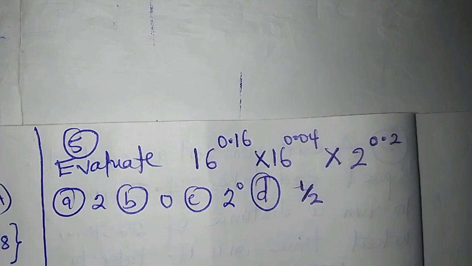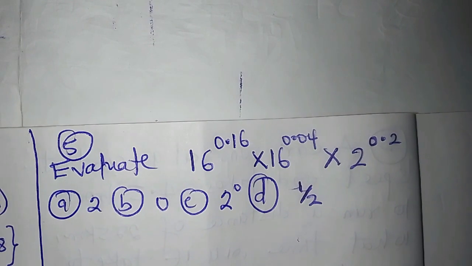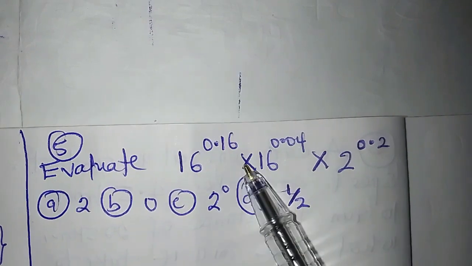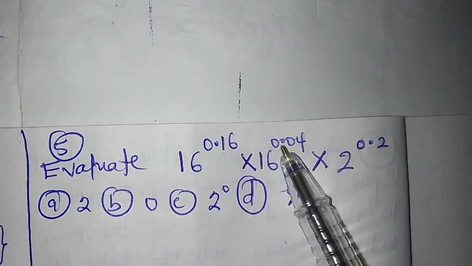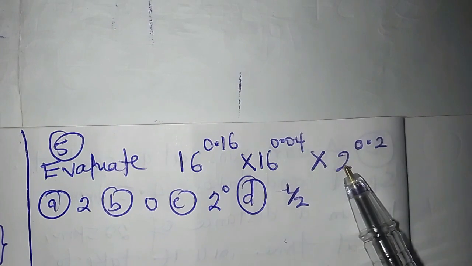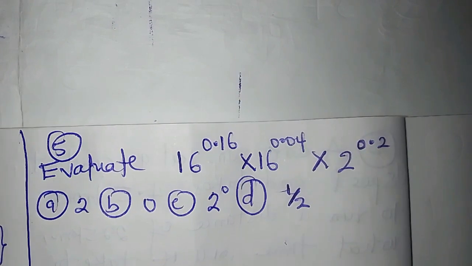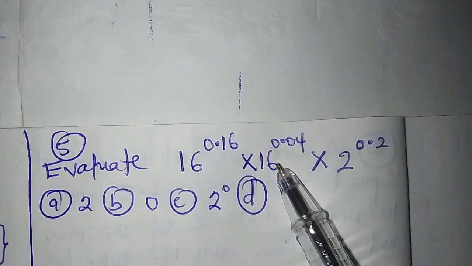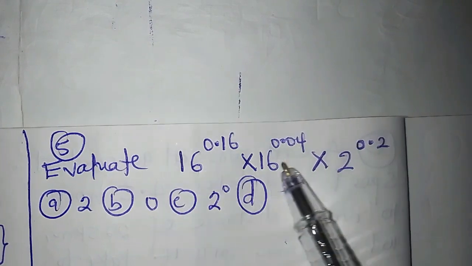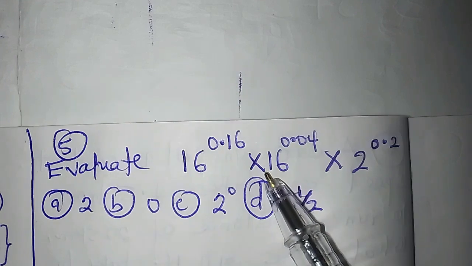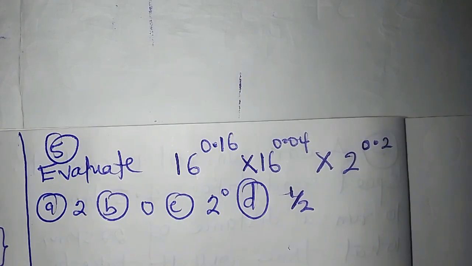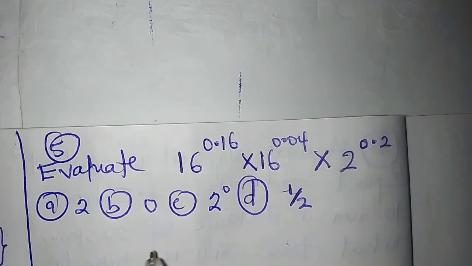Alright, this is question 5. It says, evaluate 16 to the power of 0.16 times 16 to the power of 0.04 times 2 to the power of 0.2. Now, if I look very well, I will see that 16, 16, 2. There is something common to all of them, which is 2. And I can write 16 as 2 to the power of 4. So this is what I will do right now.